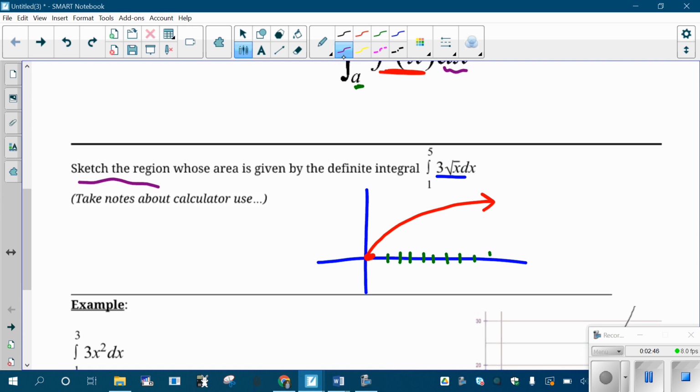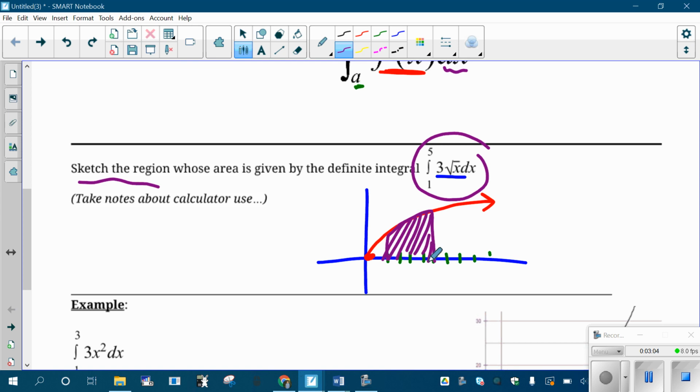From an x value of 1 to an x value of 1, 2, 3, 4, 5. Counting is hard. So this definite integral represents the area of this region. Cool.